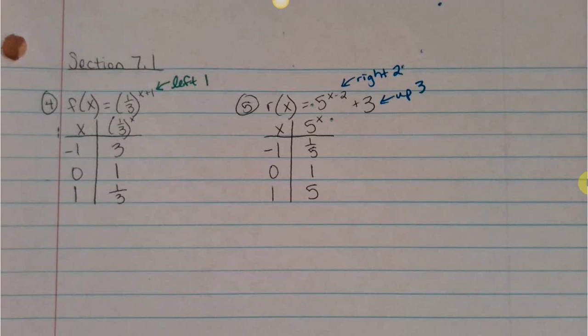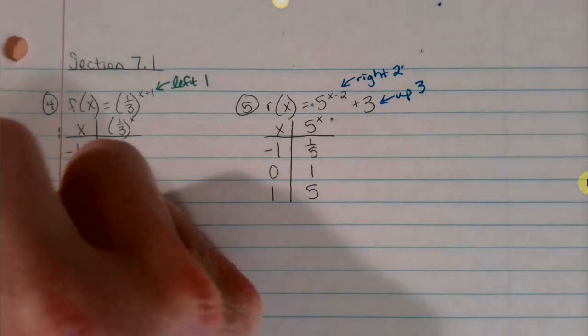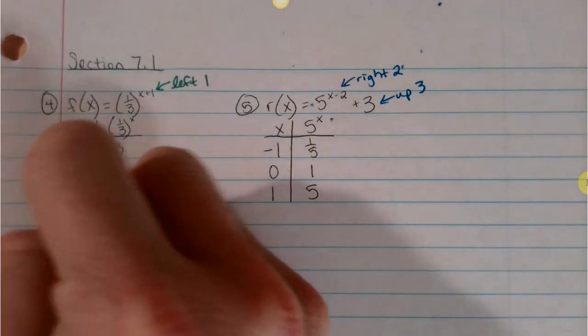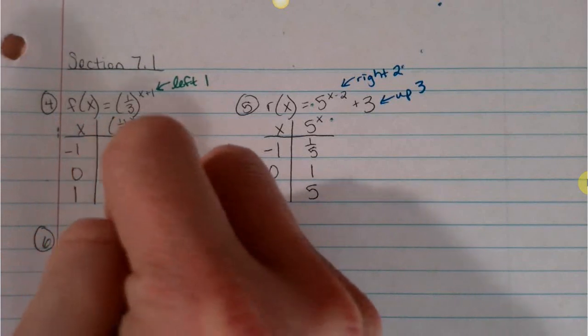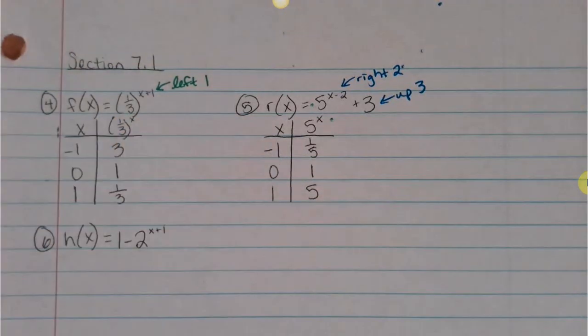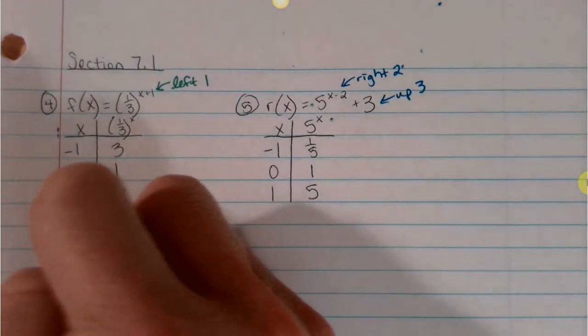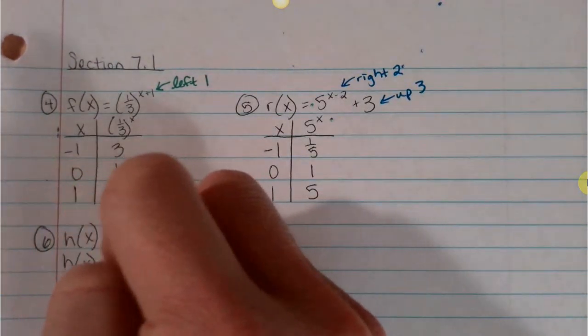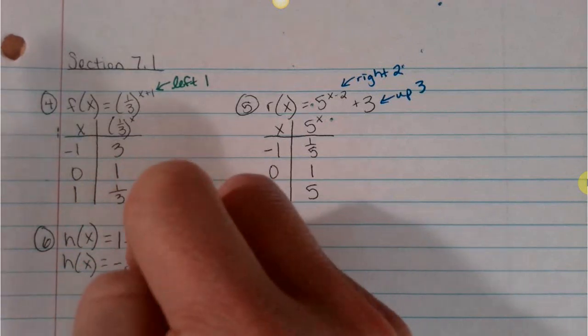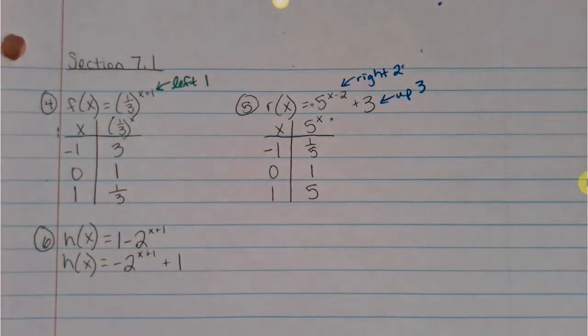And number 6, we're given h of x equals 1 - 2^(x+1). Now the first thing that I'm going to do with this is rewrite it. I'm going to move that 1 to the end of the -2^(x+1), just so the function's written in the order that we're used to seeing it. And then we can do the different transformations from left to right.